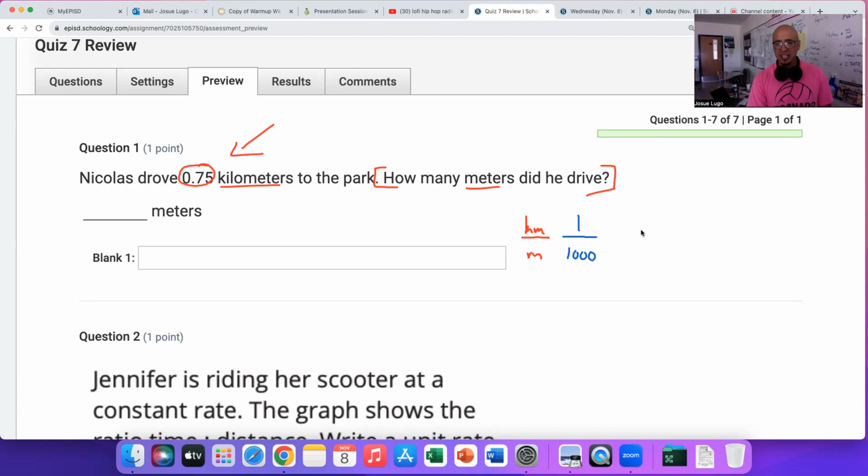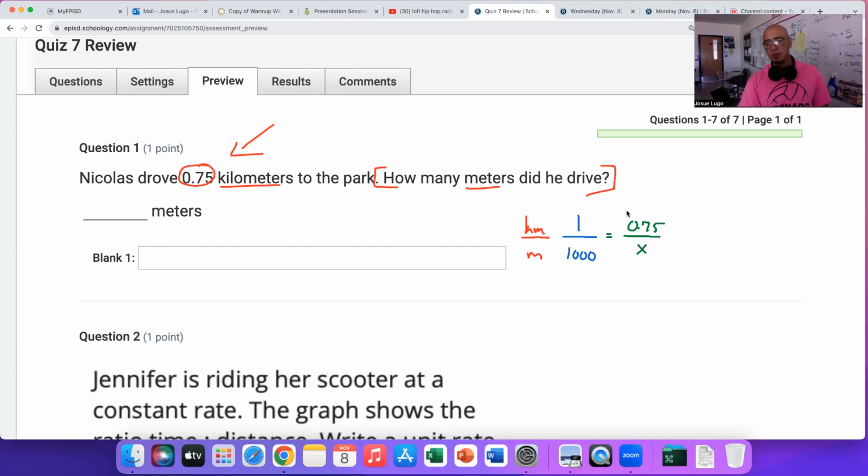Now that I did that, I can actually write down my equivalent ratio using this information. It says 0.75 kilometers. Since I put kilometers on the numerator, I'm going to put that number on the numerator as well. Had I put it on the denominator, then I would put it on the denominator. But no, kilometers, kilometers, kilometers, and I want to know how many meters is 0.75 kilometers. At this point, ladies and gentlemen, you can always cross multiply and divide. Remember that that always works.